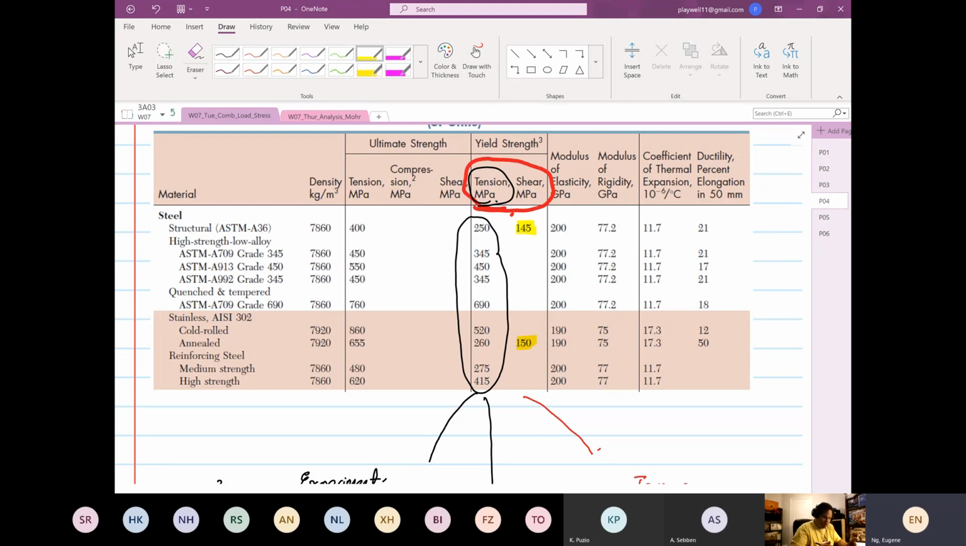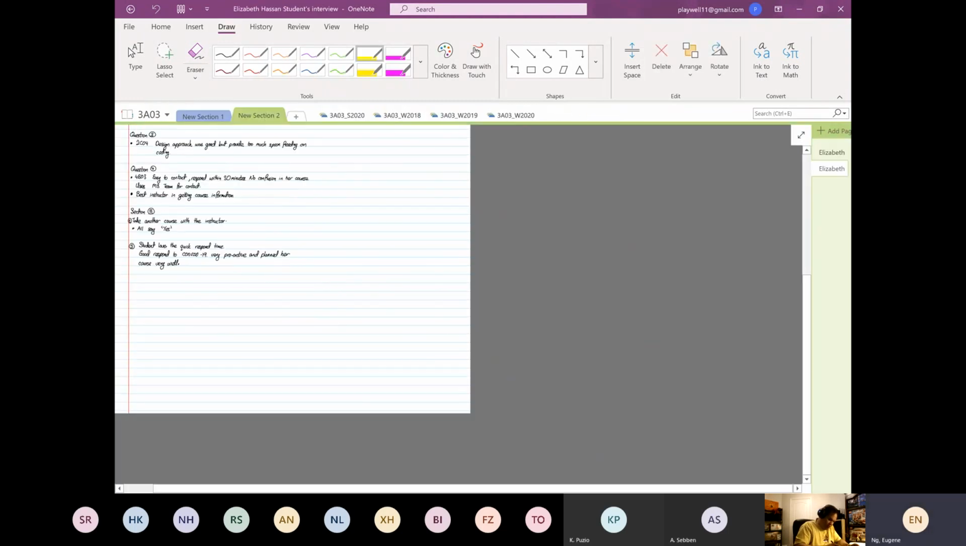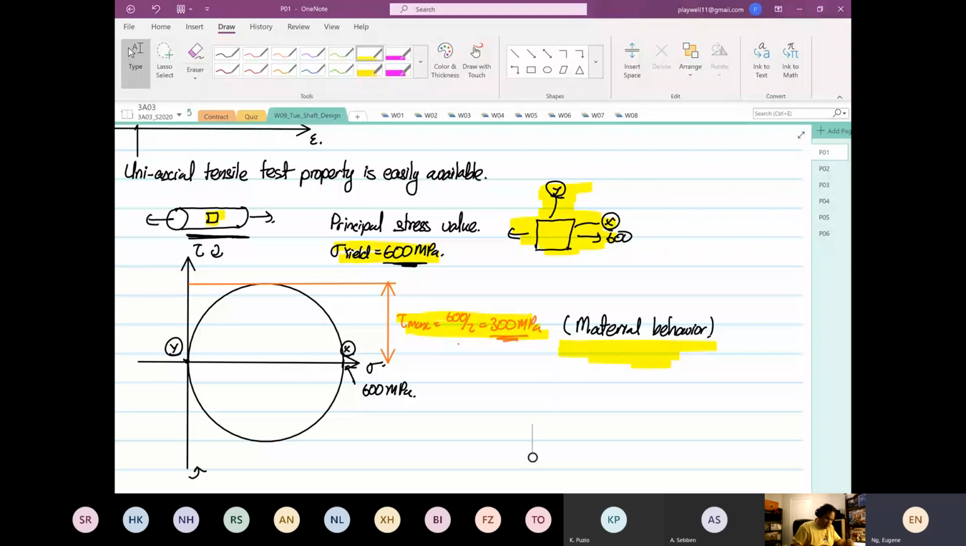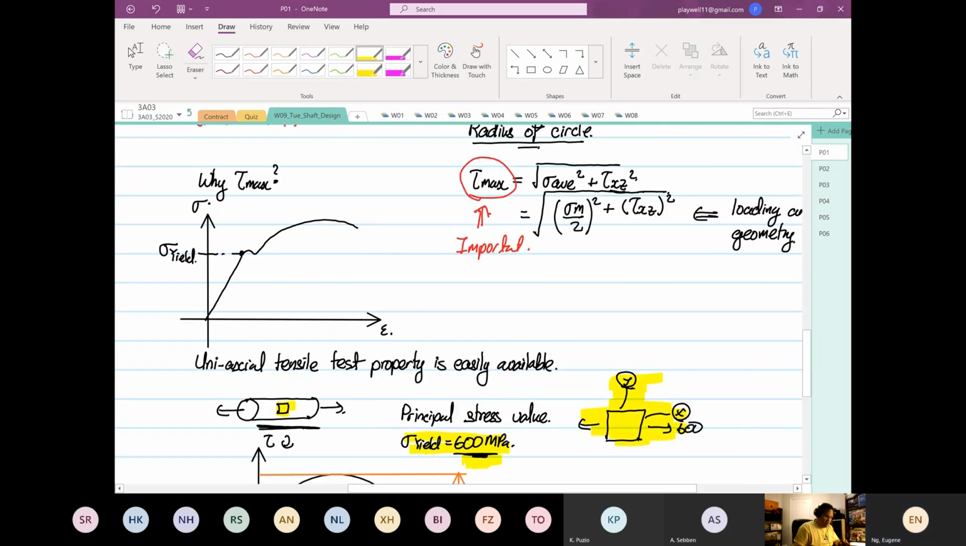So if now we go back to our lecture, from here you get the 600 that you see down here, and the 300 you can get from the materials handbook. But how to use this data? The most important thing is how we are going to use this data. To use this data, we have to incorporate it into our Mohr's circle.